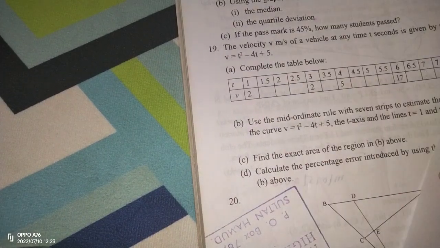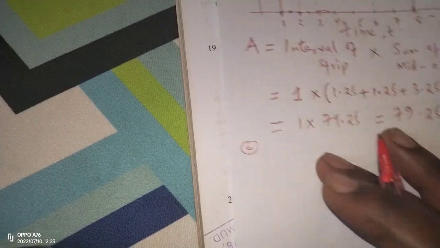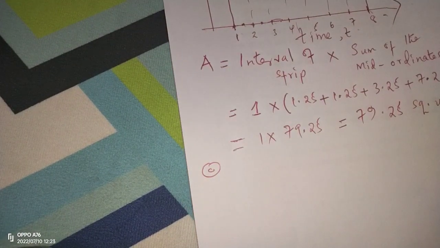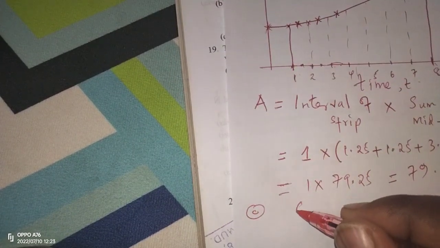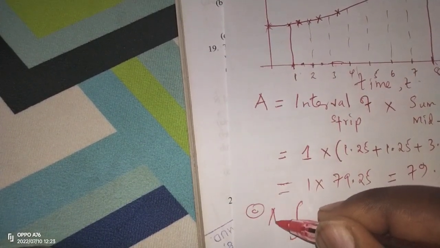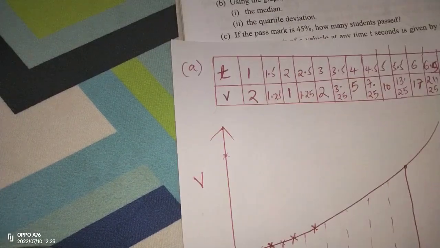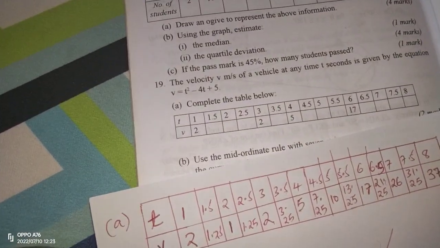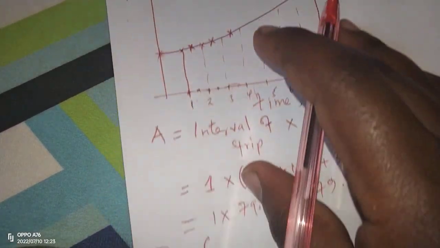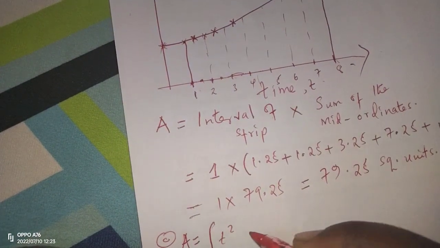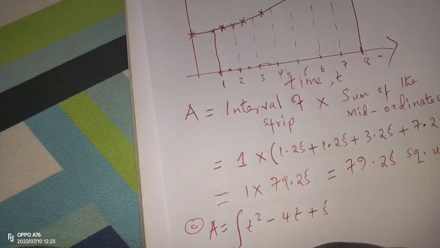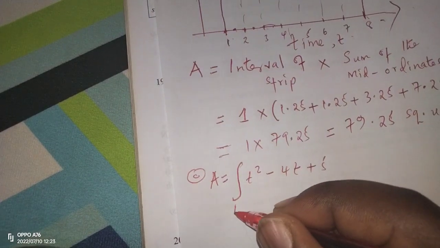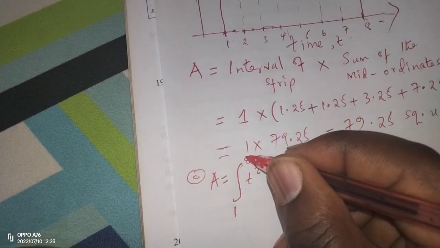We are asked to find the exact area in the region above. Exact area is given by what we call integration. Therefore, we shall integrate for us to get the area. We integrate the function which is t squared minus 4t plus 5 from t equals 1 up to t equals 8.